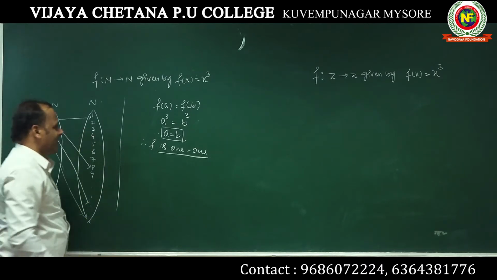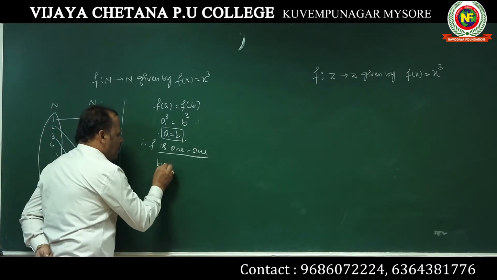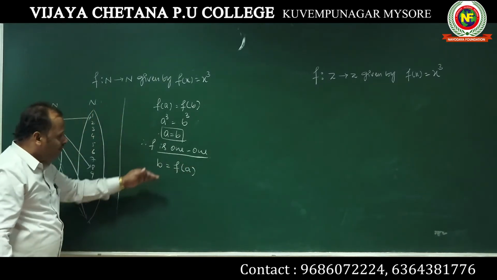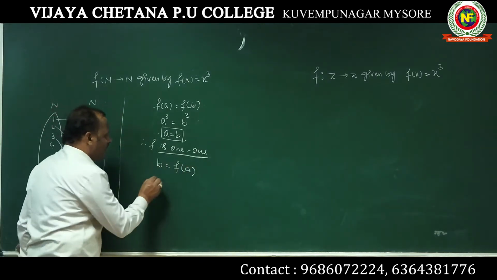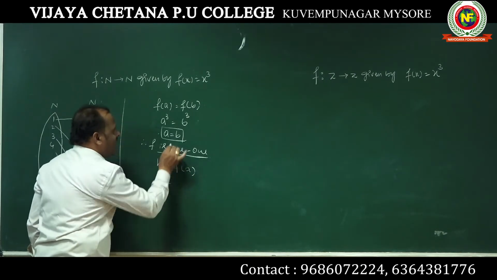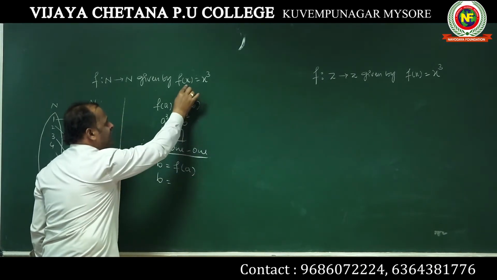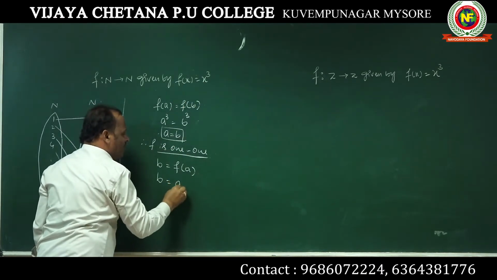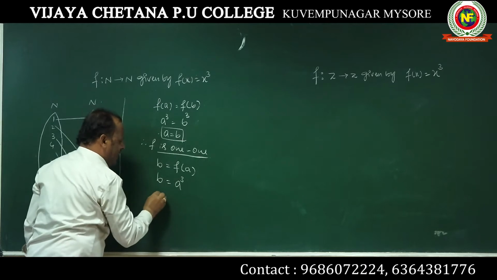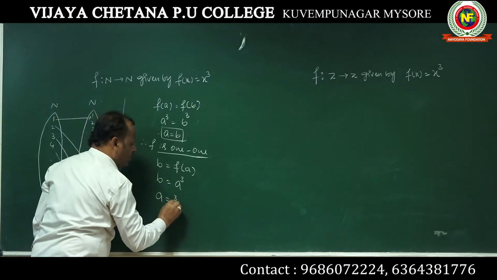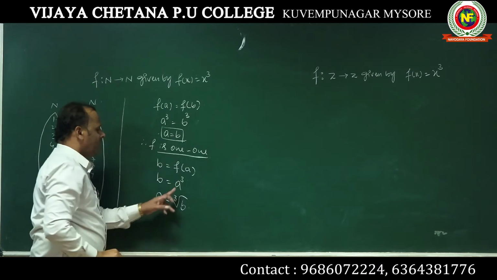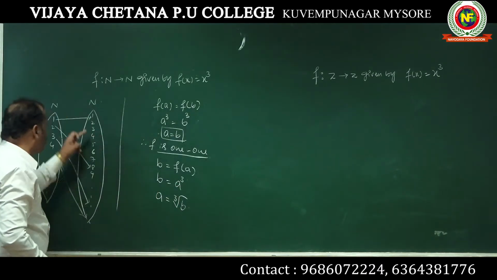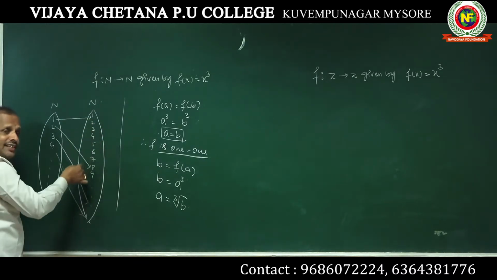Now I take b equal to f of a. We should follow this procedure. f of a means if you substitute a, it becomes a cube. Then what is a? a is equal to the cube root of b. But the cube root of b, this is the b element here.